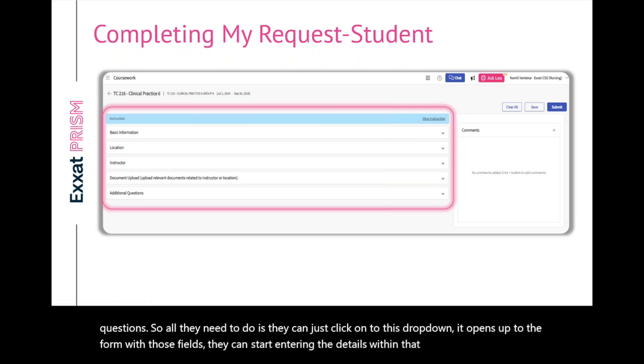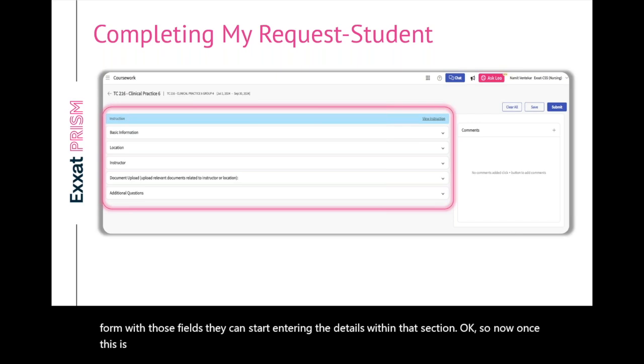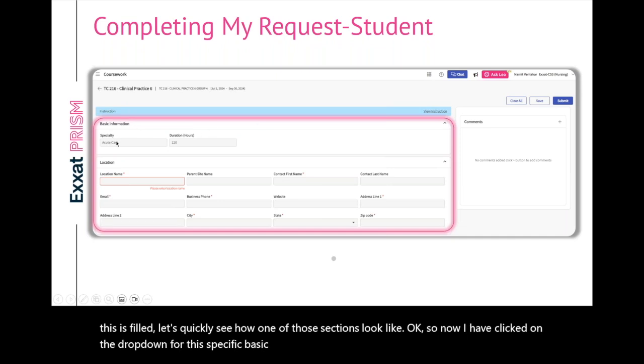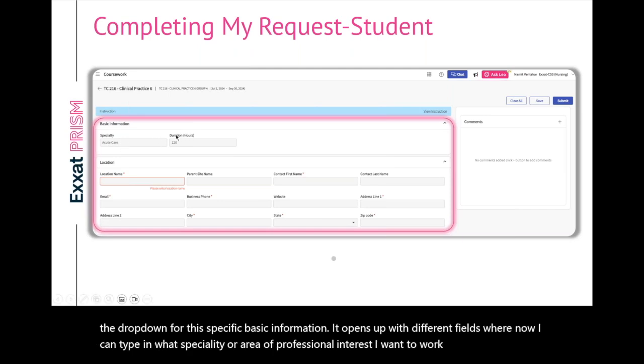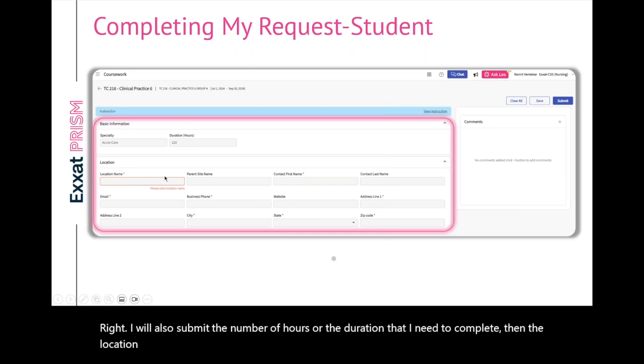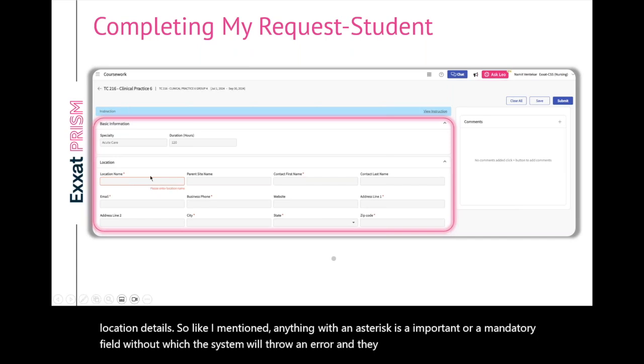Okay. So now once this is filled, let's quickly see how one of those sections looks. Okay. So now I've clicked on the drop down for this specific basic information. It opens up with different fields where now I can type in what specialty or area of professional interest I want to work in. Right. I will also submit the number of hours or the duration that I need to complete. Then the location details. So like I mentioned, anything with an asterisk is an important or mandatory field without which the system will throw an error and they need to definitely add these details before they submit the form.